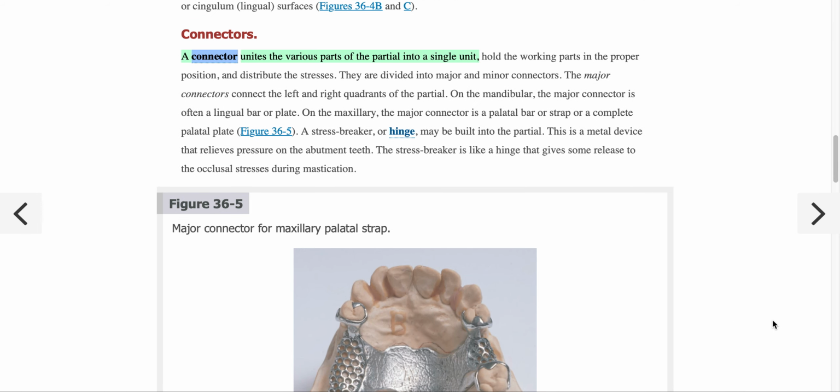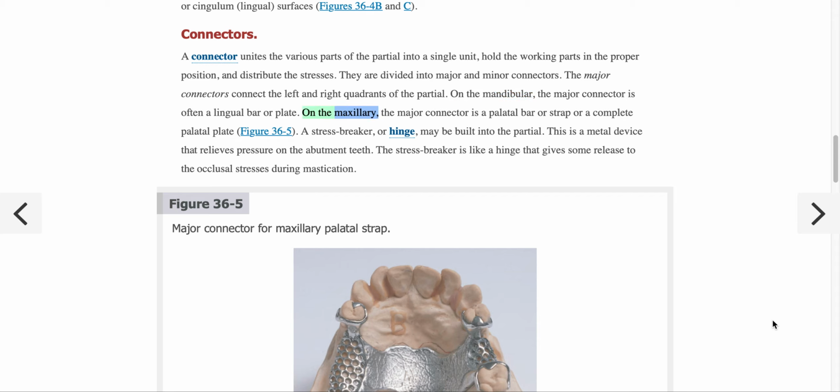Connectors. A connector unites the various parts of the partial into a single unit, holds the working parts in the proper position, and distributes the stresses. They are divided into major and minor connectors. The major connectors connect the left and right quadrants of the partial. On the mandibular, the major connector is often a lingual bar or plate.